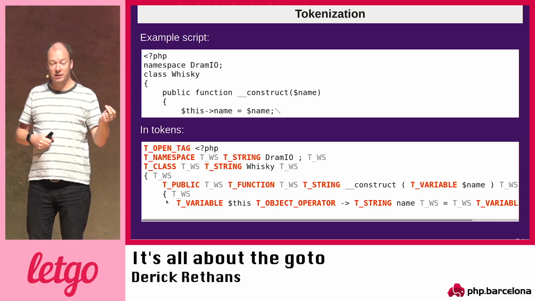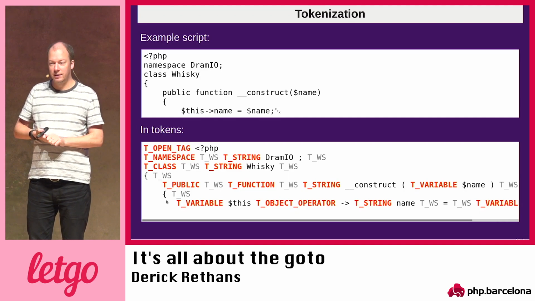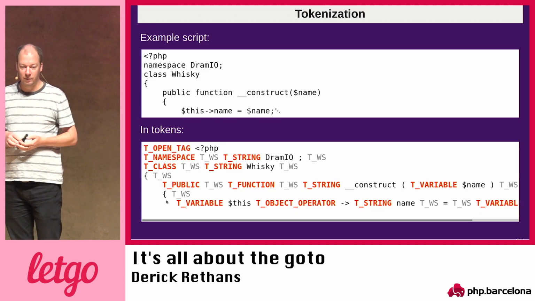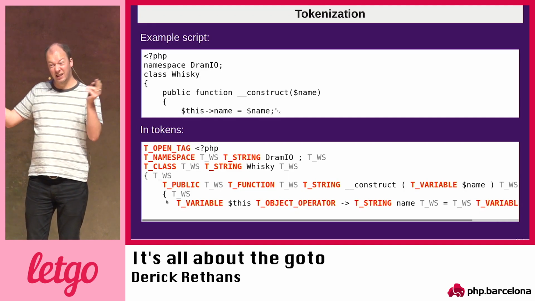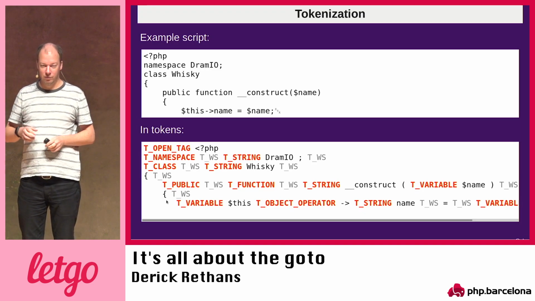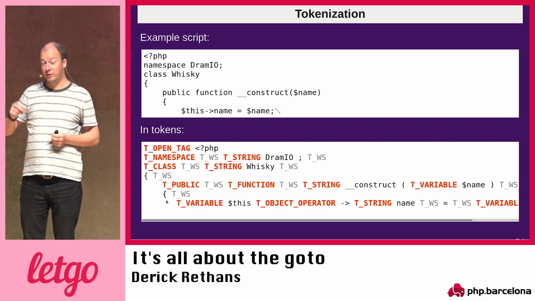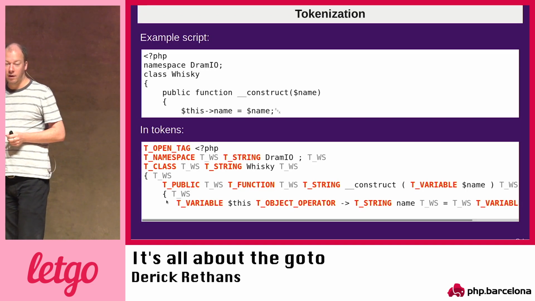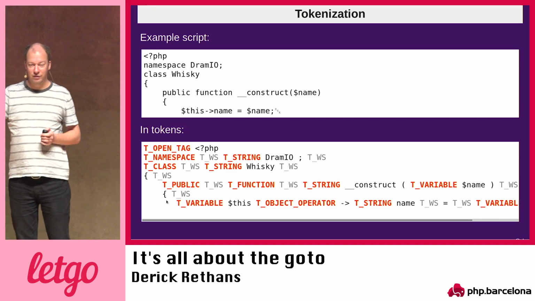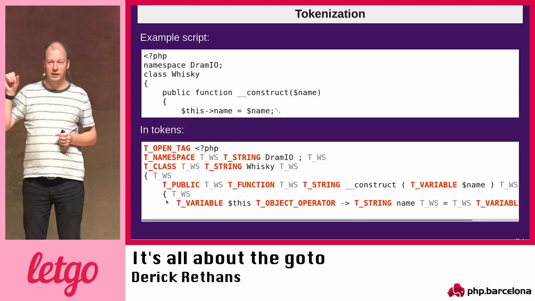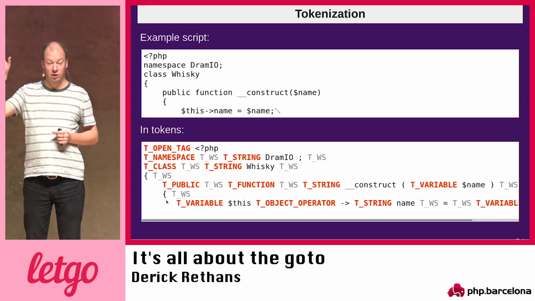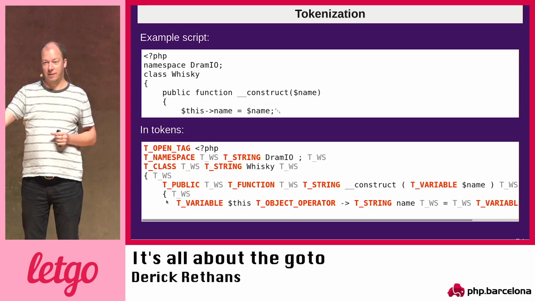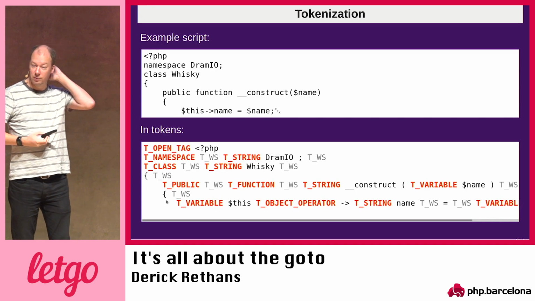There's TWS, that's just whitespace. That still exists in the tokenizer. It actually will have the length and what is actually in there, but I removed that from the slide here. Then you have T-string, and T-string is DRAM.io. DRAM.io is, in this case, my namespace name. But in the tokens, you don't see that DRAM.io is actually giving the meaning of a namespace name. It just says there's a namespace keyword followed by a string that says DRAM.io. So that's what the tokenizer ends up doing.